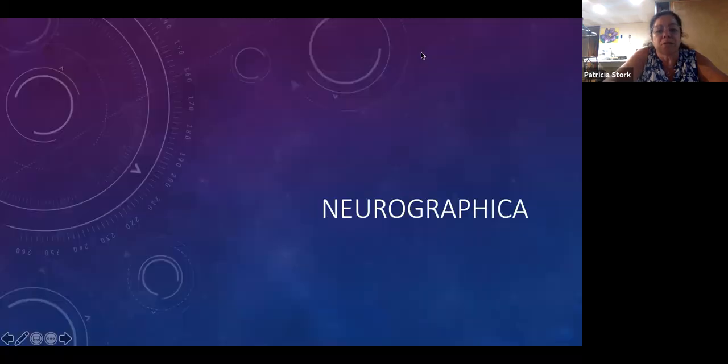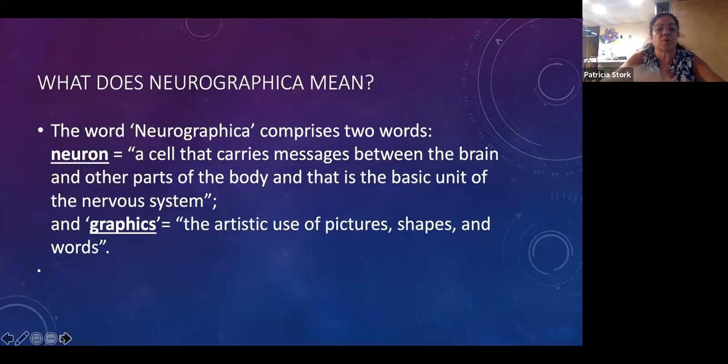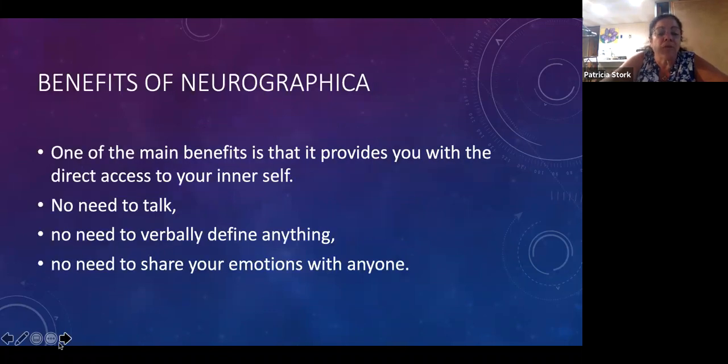From the start. All right, so Neurographica, and how is the word? The word comes from, it's comprised of two words: neuron, a cell that carries messages between the brain and other parts of the body, and it's the basic unit of the nervous system, and graphics, the artistic use of pictures, shapes, and words.